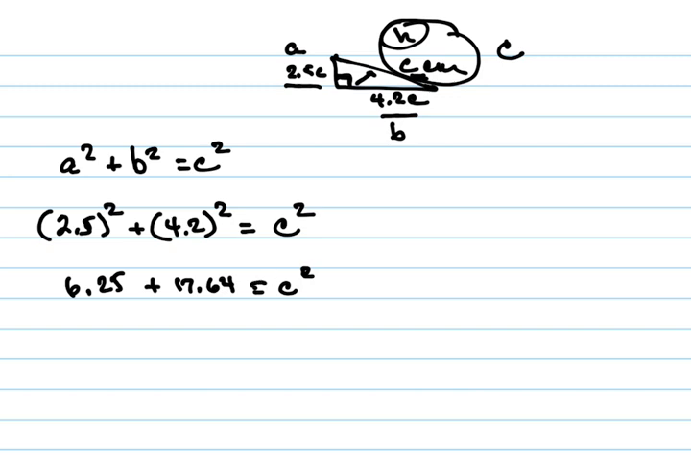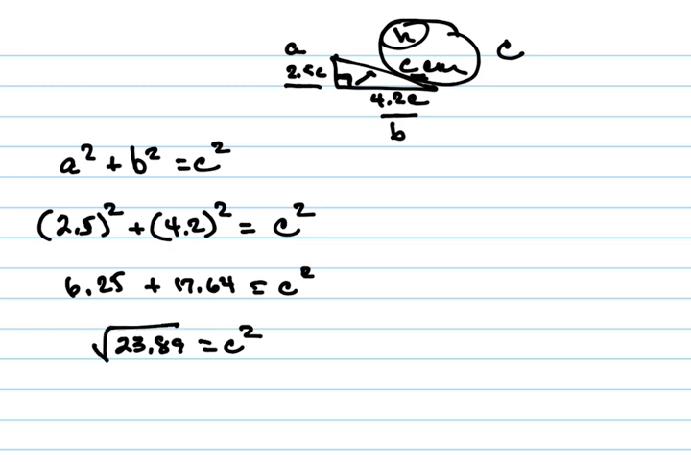Now we'll simply combine our like terms. So 6.25 plus 17.64 is? 23.89. And that equals our c squared. My variable c is on one side by itself. My numbers are all on one side, so I can finish solving it by unsquaring that c. And the opposite of squaring something is taking the square root.